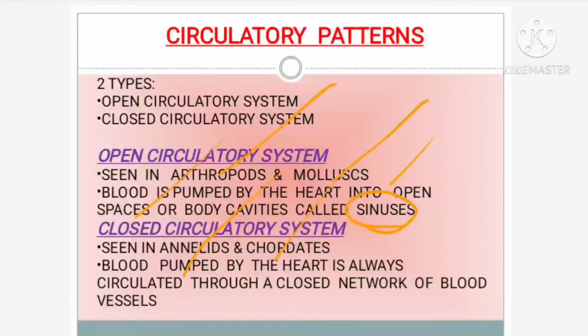Chordates means we have a backbone, isn't it? Here the blood pumped by the heart always circulates through a closed network of blood vessels. Through the closed network only, the blood is pumped. This sort of circulatory system we call the closed circulatory system, which is seen in us.